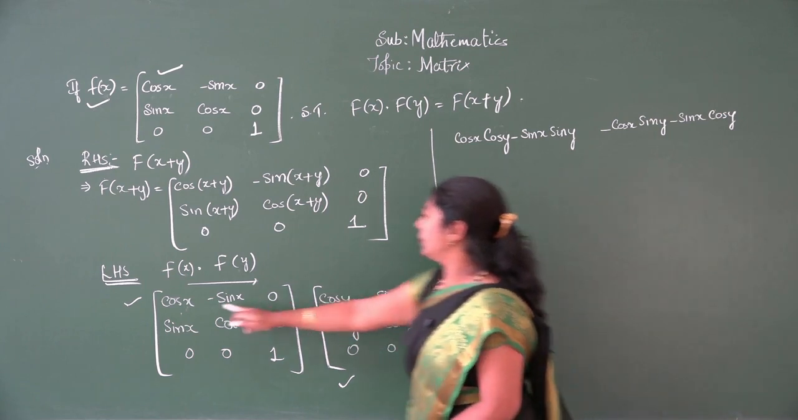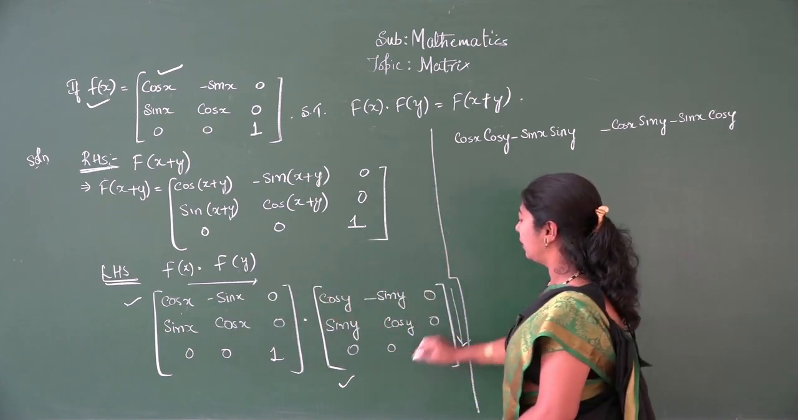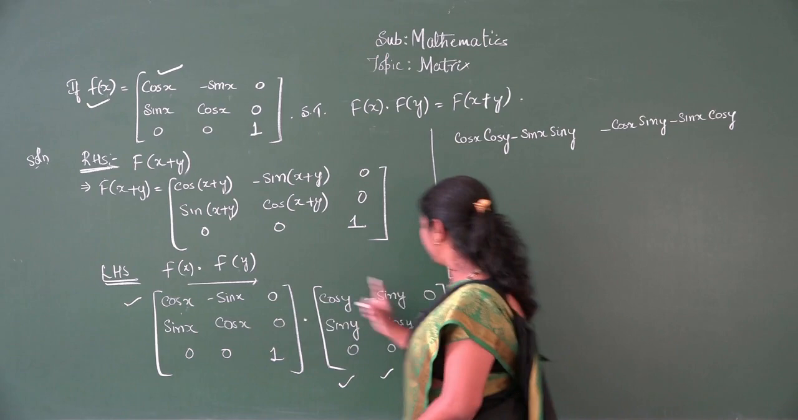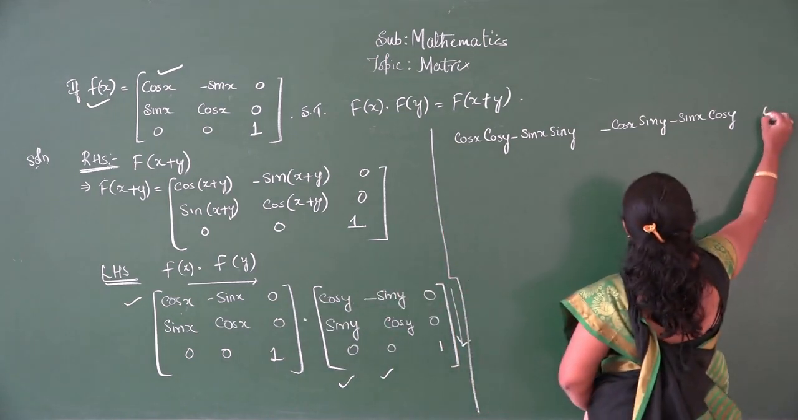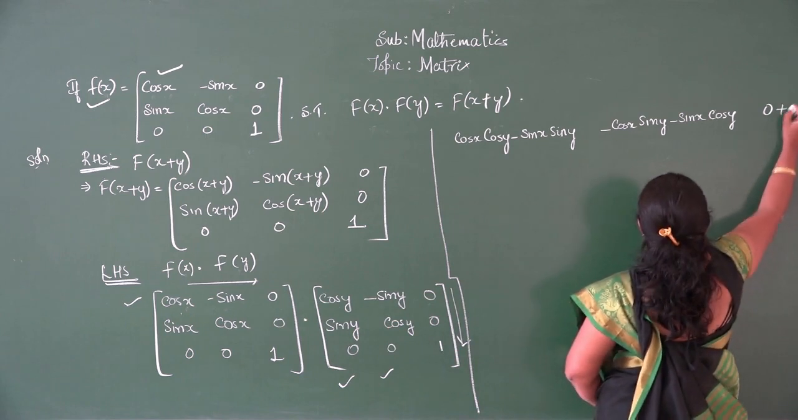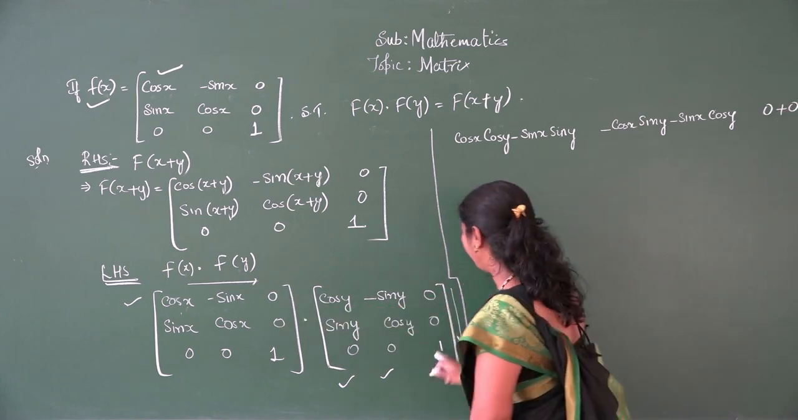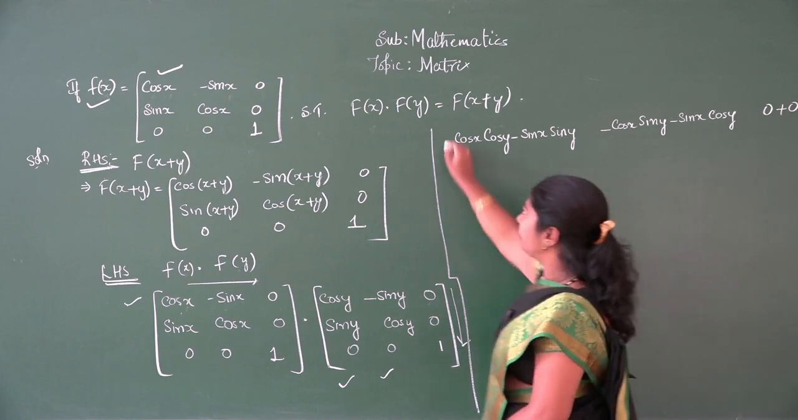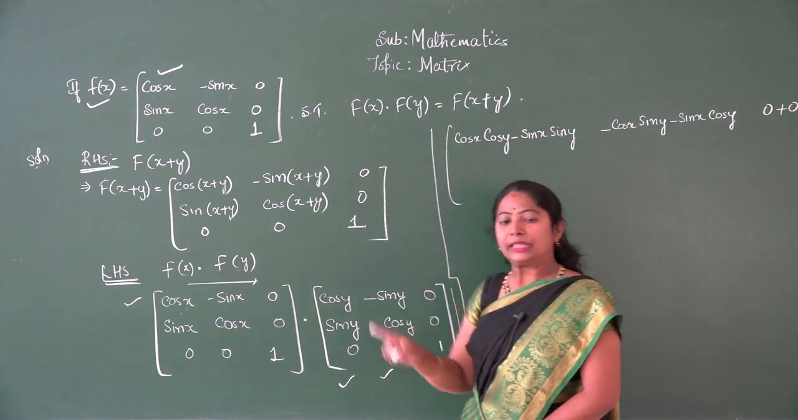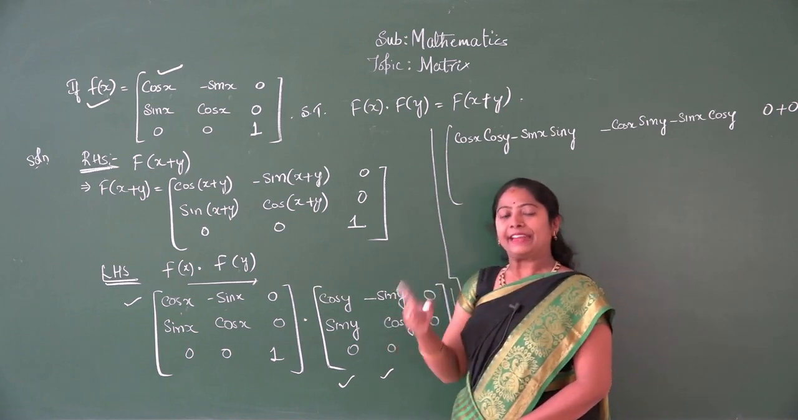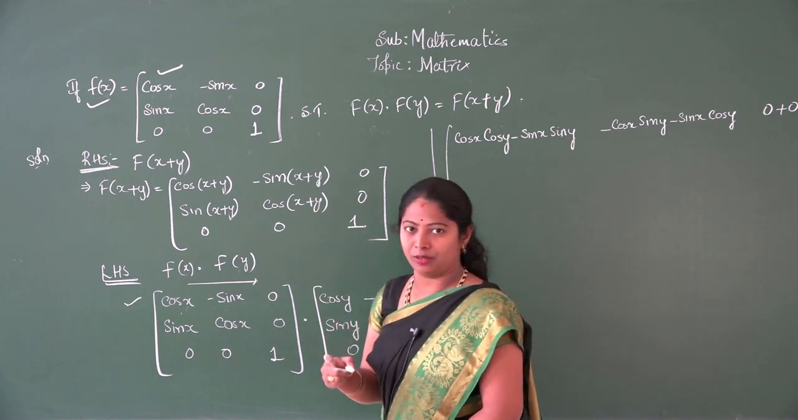Moving on to the third column. We finished with the second column also. With the third column, cos x into 0, 0, minus sin x into 0, 0, plus 0 into 1 will be again 0. We started off with the first row and we finished with all the three columns.